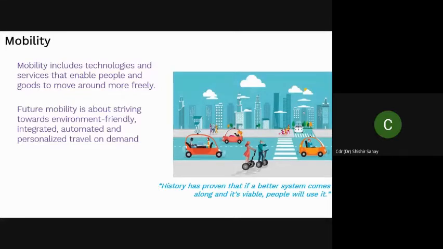You all know the amount of chaos we have created because of carbon dioxide emission. So how can we fulfill our so-called desires also, using a middle path, and also have a greener planet, right? Future mobility is all about striving towards environment-friendly, integrated, automated, and personalized travel on demand. Gone are the days wherein our grandfathers would go and wait at a bus stop for half an hour or 45 minutes and wait for a bus to come or wait for a train to come, right? So on demand is also important. How can we use our time effectively for creating a better world rather than just waiting and wasting our time?